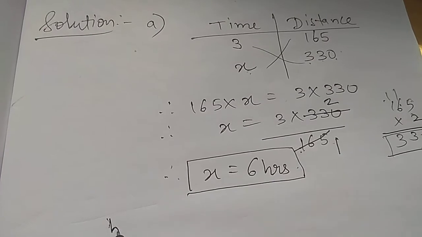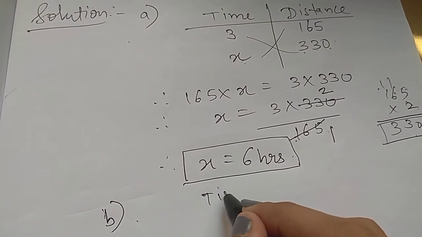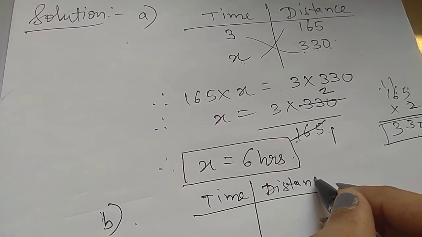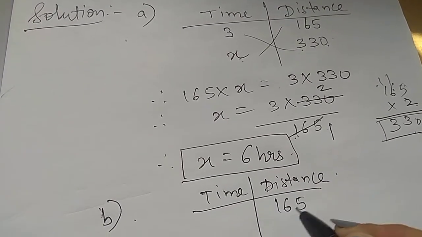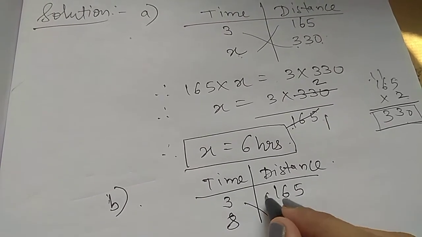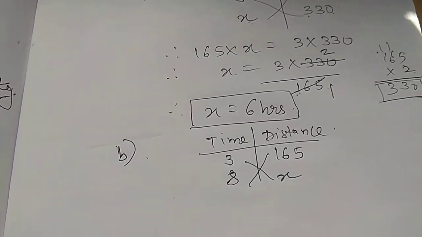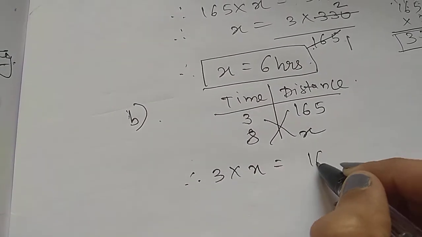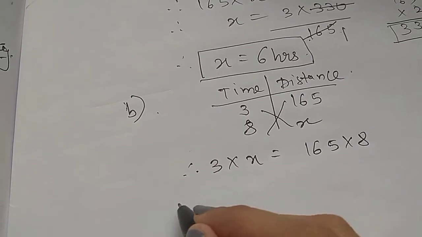Now B part. Again time and distance. So 165 kilometer in 3 hours. So in 8 hours, how much? That is the second part. So 3 into x, 165 into 8.